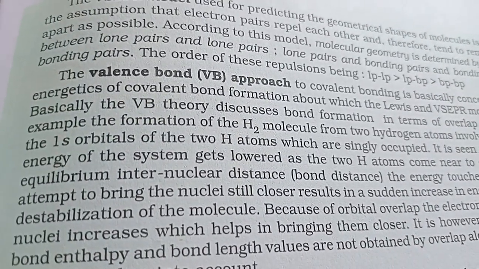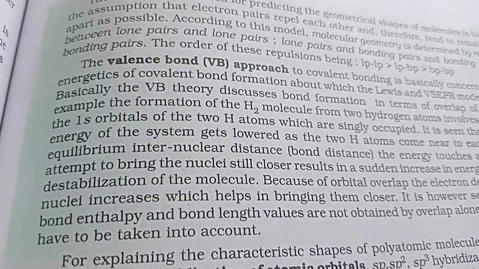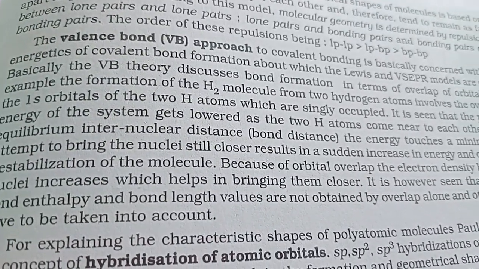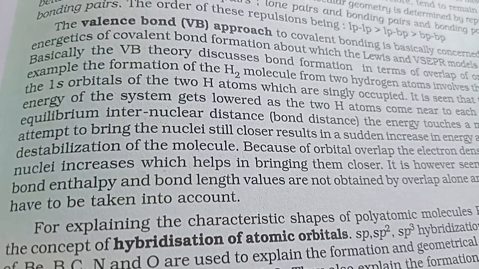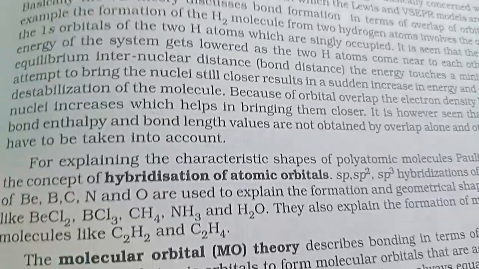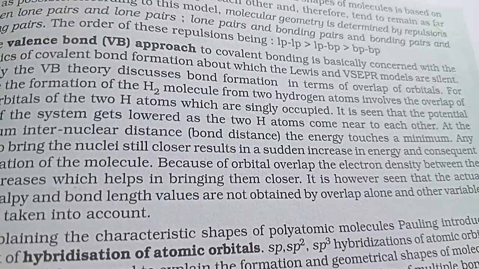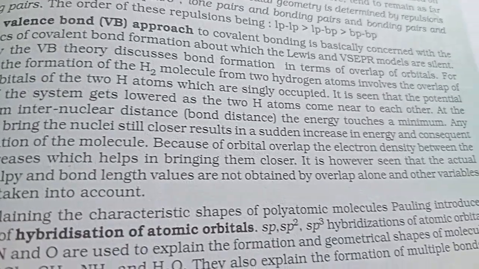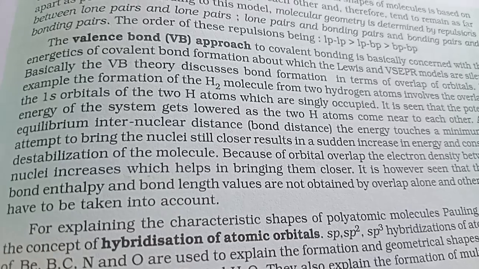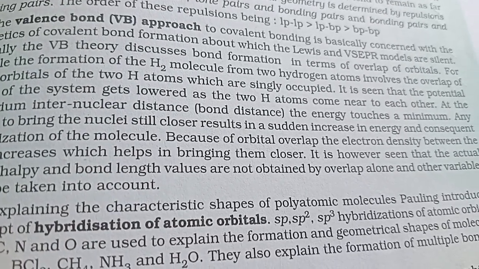The valence bond approach to covalent bonding is basically concerned with the energetics of covalent bond formation, about which the Lewis and VSEPR models are silent. Basically, the VB theory discusses bond formation in terms of overlap of orbitals. For example, the formation of the H2 molecule from two hydrogen atoms involves the overlap of the 1s orbitals of the two H atoms, which are singly occupied.